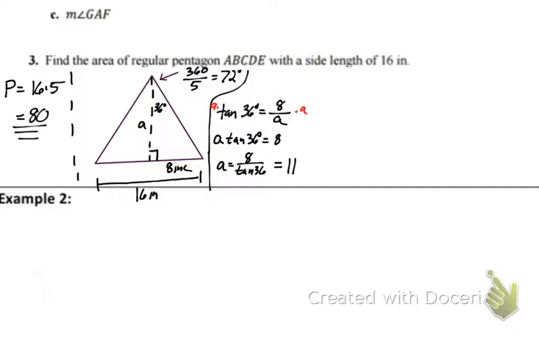Well, like I said, this height is our apothem. We only need 2 bits of information. I need a perimeter, I need an apothem, and then we're done. So we're just going to jump right to our answer, which is A equals half of our apothem. This one is 11. And our perimeter is 80.